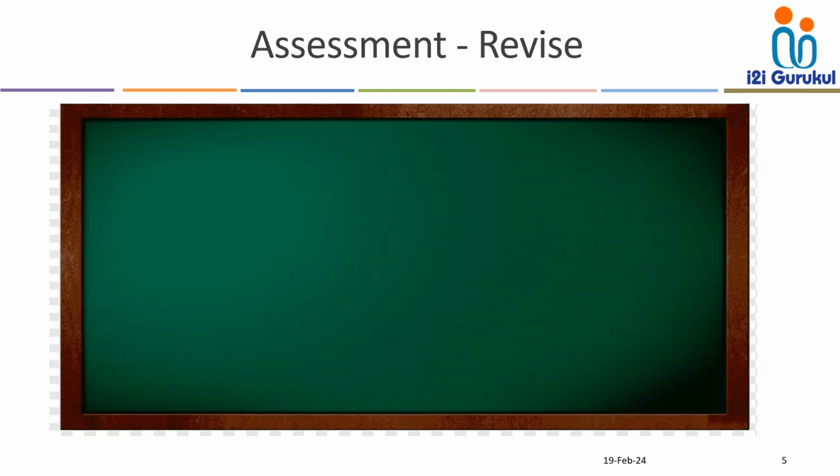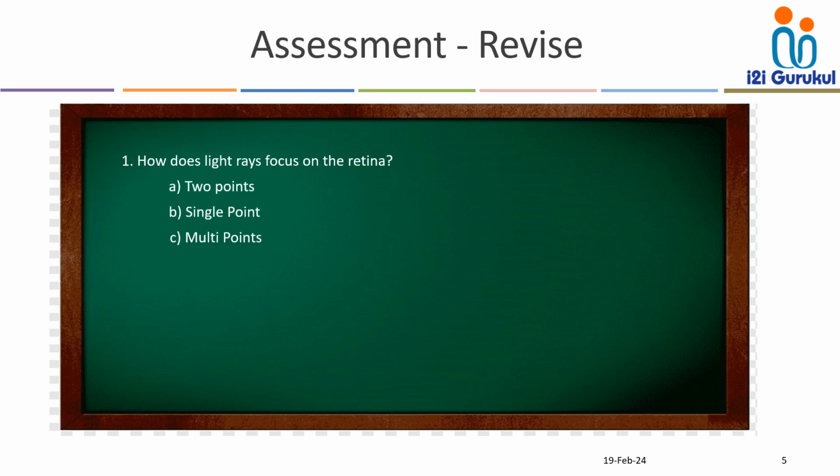Before beginning today's session, I have a quick assessment for you based on my previous sessions, like introduction to refractive error, and the refractive conditions myopia and hypermetropia, which I recently uploaded on this platform. The first question is, how do the light rays focus on the retina? Option A, 2 points. Option B, single point. Option C, multi-point. The correct answer is the single focal point.